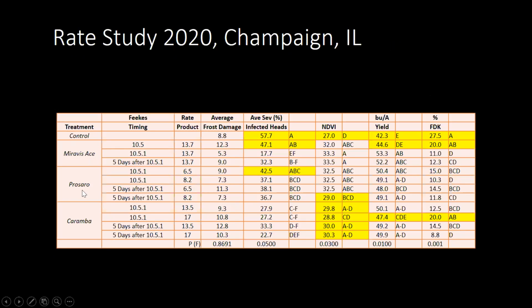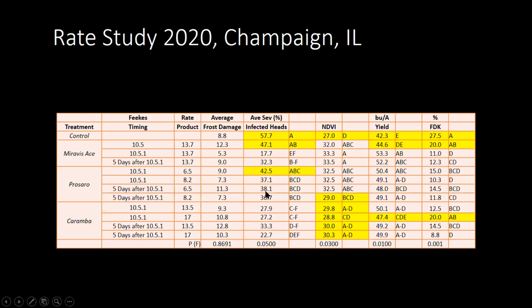So what we did is we went out with those 3 products again at different timings. So at heading, flowering, 5 days after, and then we went in at different rates. So in the case of Prosaro, you have the low rate, which is 6.5, and the high at 8.2. And then Caramba, you have that 13.5 and 17 rate. And really, here's our non-treated check.